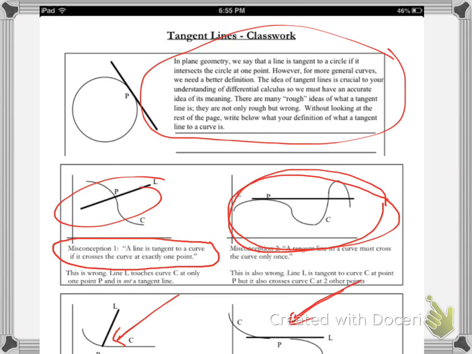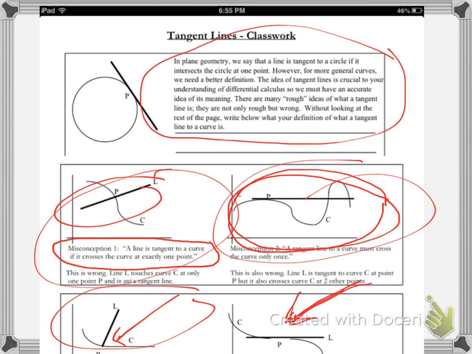Down at the bottom here in the lower right-hand corner, that's an important one. That actually works. That's a tangent line. It passes through the curve more than once, but it's teetering at that moment. It's hard to get this. So we have misconception, misconception, misconception. This one kind of works, and I'll make more room and show you at the bottom.